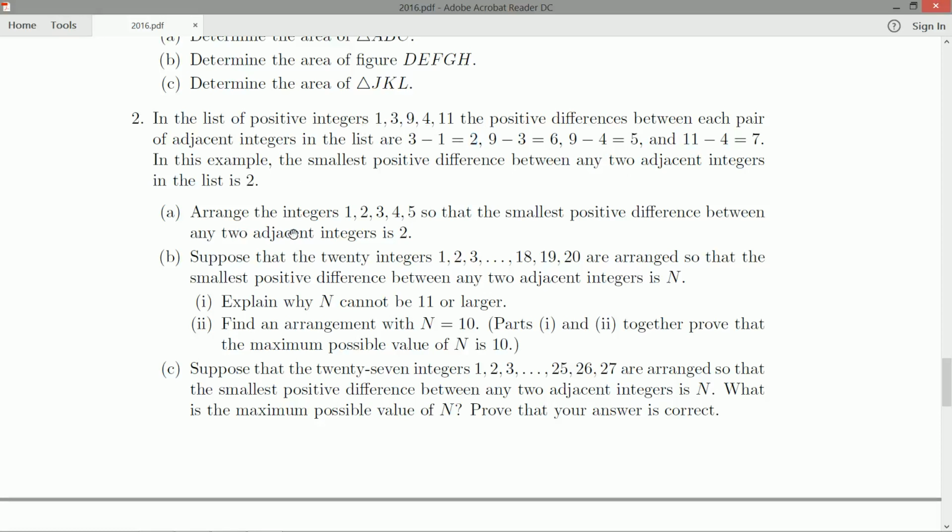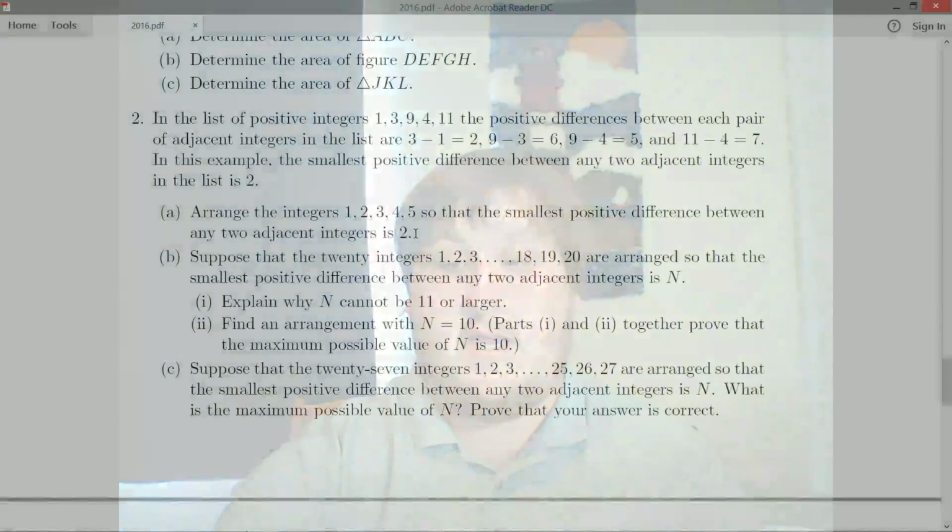A: arrange the integers 1, 2, 3, 4, 5 so that the smallest positive difference between any two adjacent integers is 2. This shouldn't be too hard, just getting us introduced to the idea of positive differences and having a smallest positive difference in a list. To answer A, it would suffice to give an arrangement of those 5 integers and then show that the smallest positive difference really is 2. Okay, so let's get to it. It shouldn't take that long.